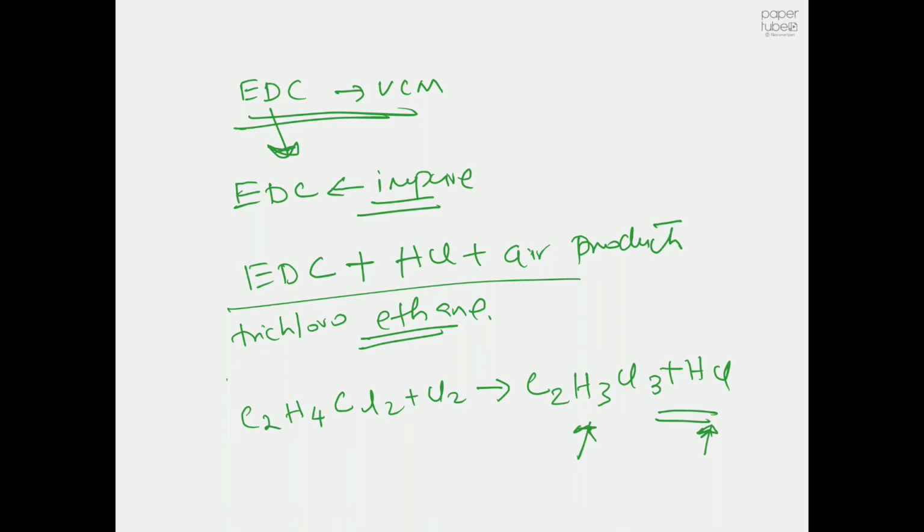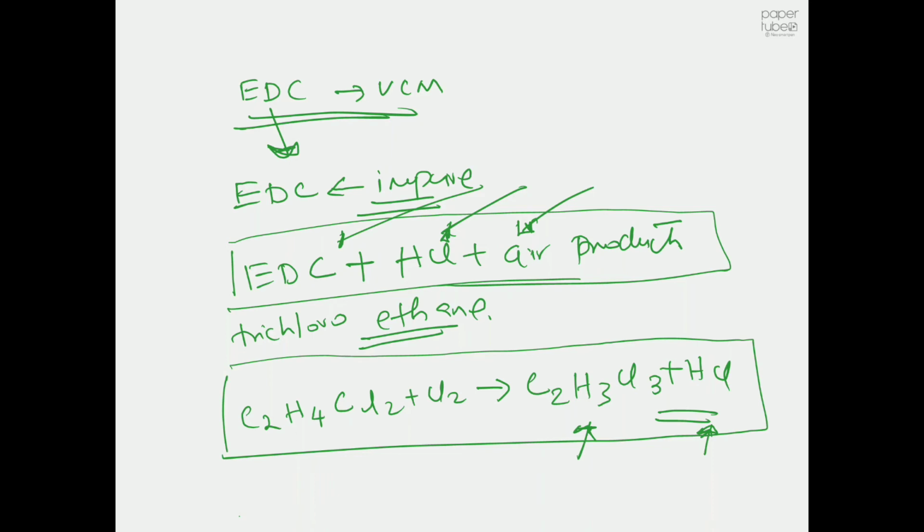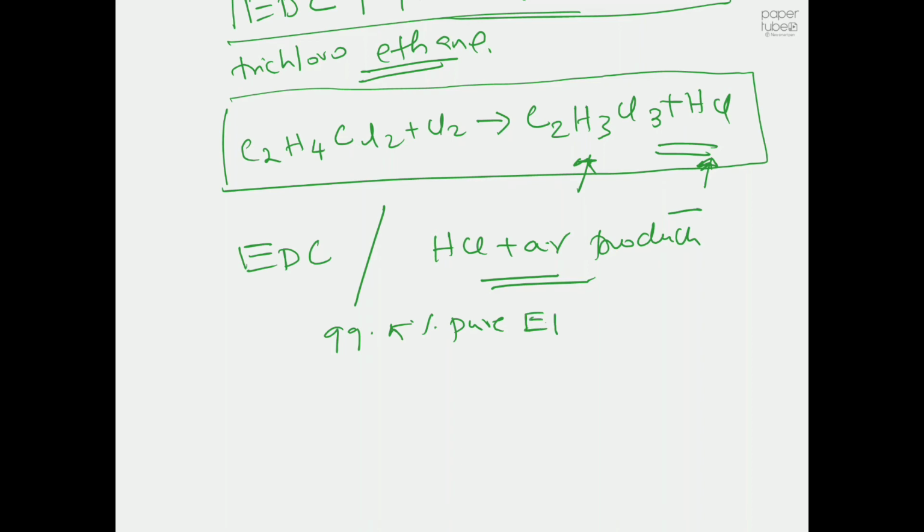In this lecture we are not going to consider this reaction, but in the product we will still get all these impurities like hydrochloric acid, some byproducts, and ethylene dichloride. So what we are going to do is separate ethylene dichloride from HCl plus byproducts. We need to get to near 99.5% pure ethylene dichloride.